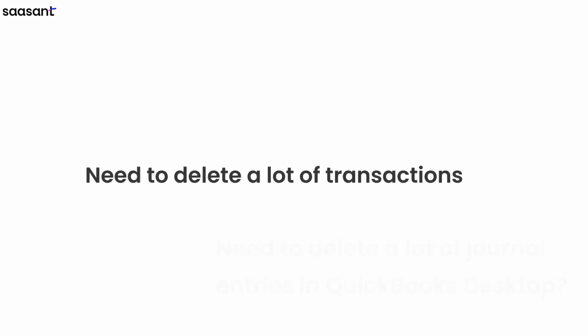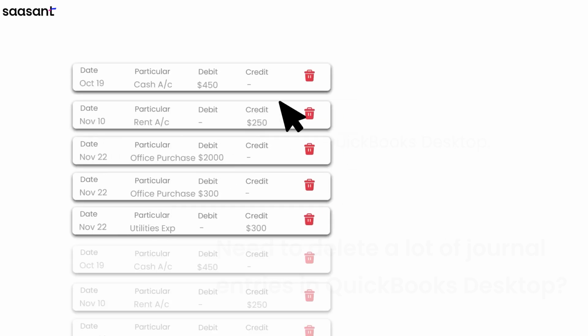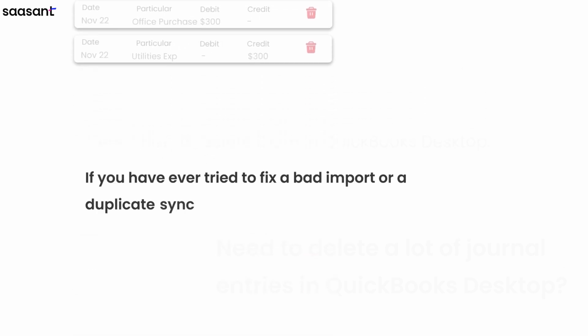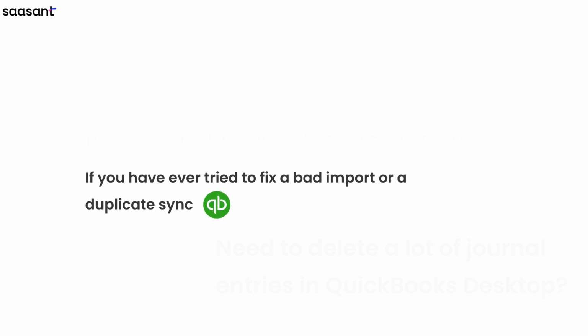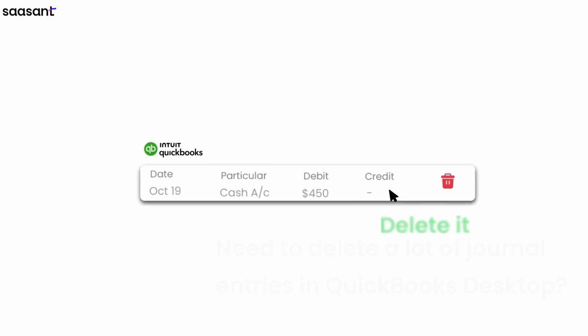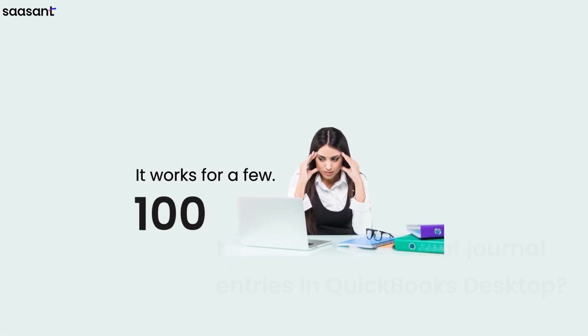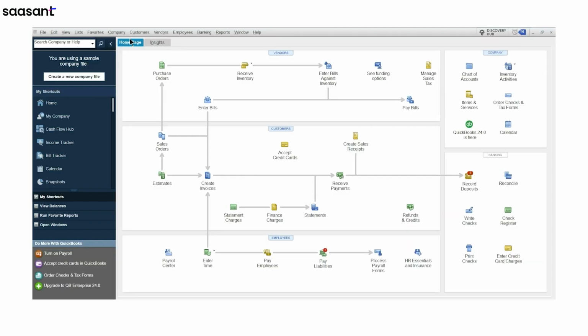Need to delete a lot of transactions or lists in QuickBooks Desktop? Still deleting them one entry at a time? If you have ever tried to fix a bad import or a duplicate sync in QuickBooks Desktop, you already know this flow. Open a journal entry, delete it, confirm, and repeat. It works for a few. It is painful when there are hundreds.